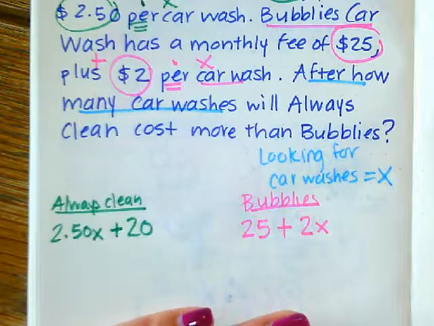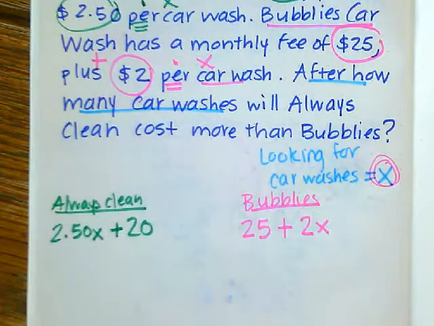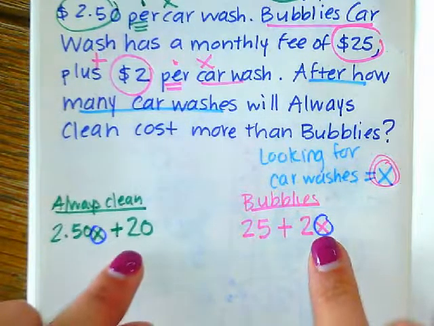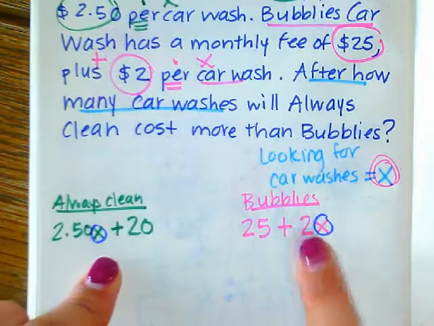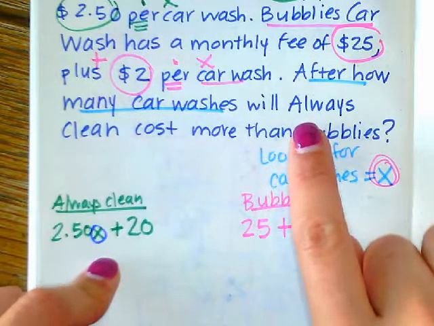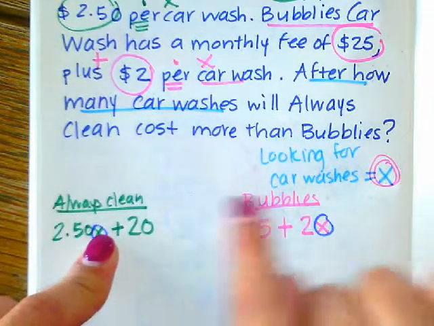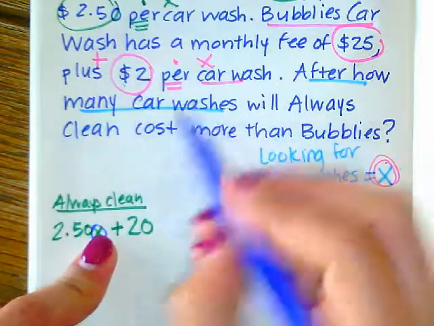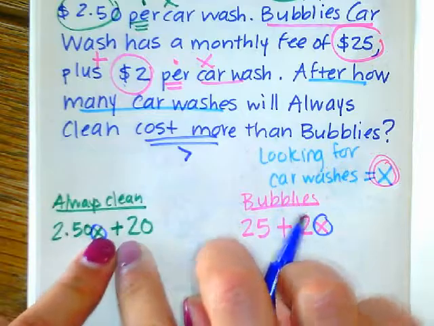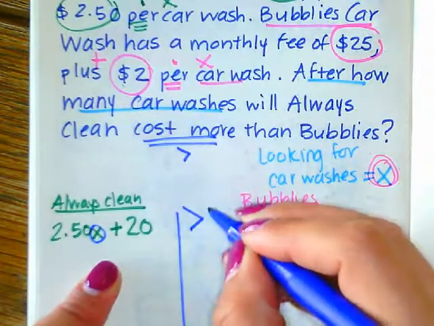Okay? Now they're asking me, right, car washes is X, so I am looking for X. However, I'm not looking for the car washes where Always Clean and Bubbly's are going to be equal to each other. I'm looking for how many car washes will Always Clean cost more than Bubbly's. So here's your inequality, right? More than. So Always Clean will be more than Bubbly's. Okay? So now I can solve.